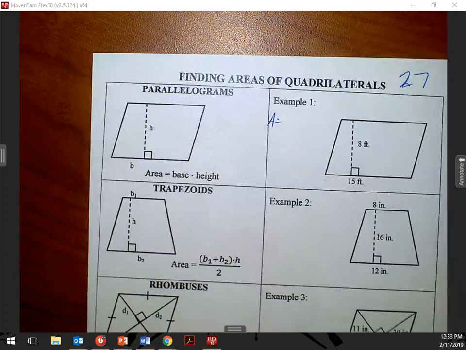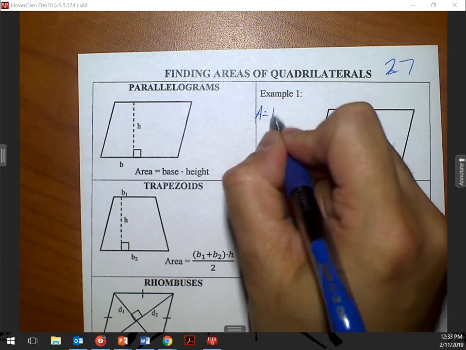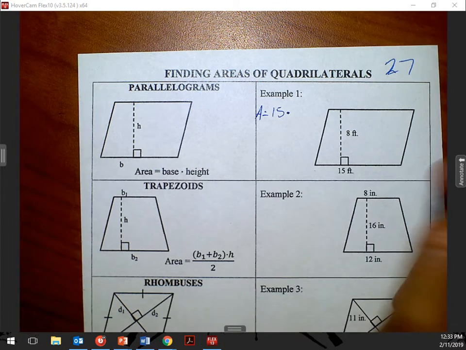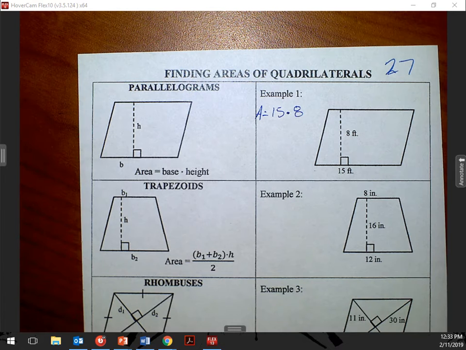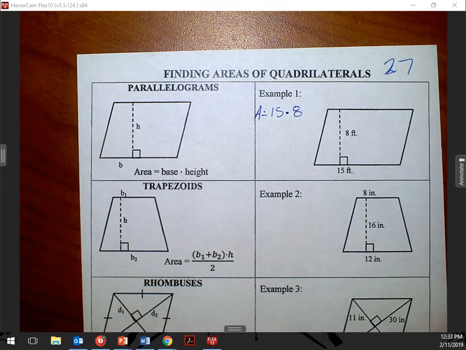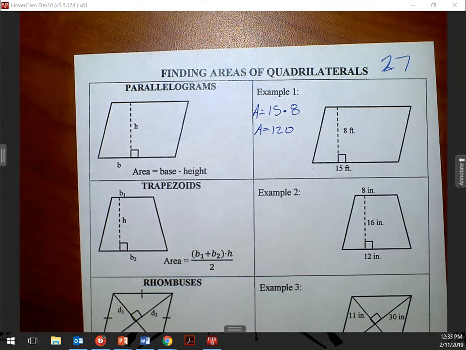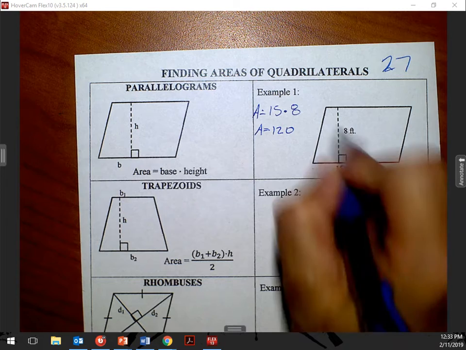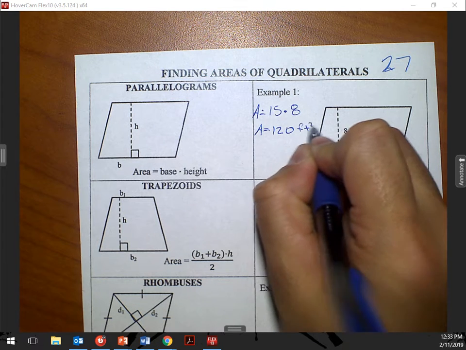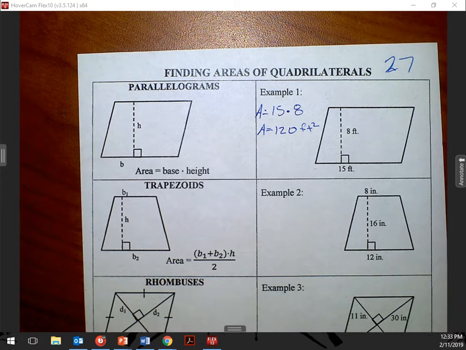What is the base? 15. Times my height, which is? 8. So 15 times 8, my area comes out to be 120. What are my units? Feet squared, because area is always square. 15 times 8 is 120.